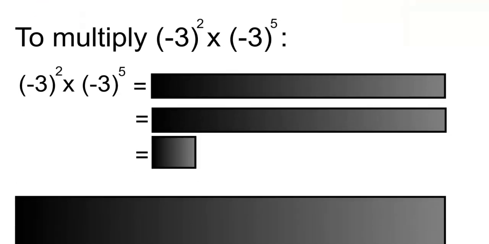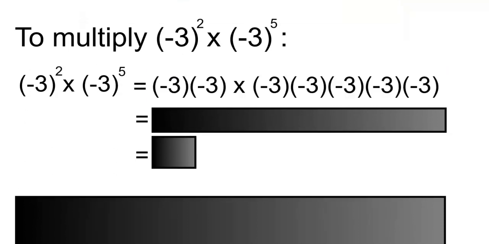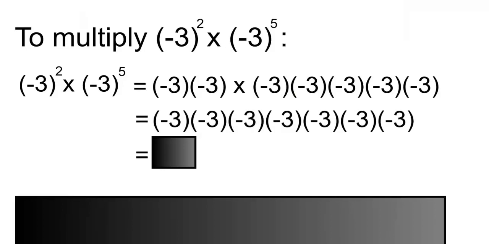To multiply negative 3 to the 2 times negative 3 to the 5, this can be written as negative 3 times negative 3 multiplied by negative 3 times negative 3 times negative 3 times negative 3 times negative 3. It can also be written like this. And since there are 7 negative 3s multiplied by each other, you could write this as negative 3 to the power of 7.